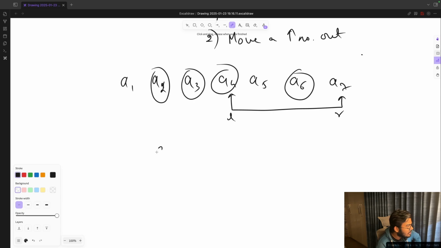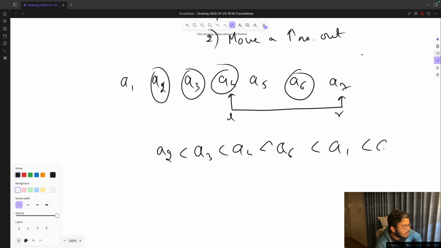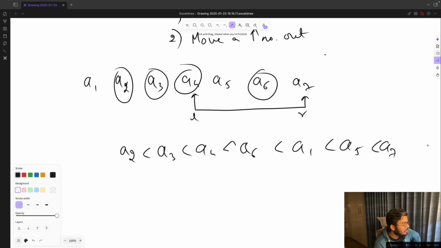So we have the sorting order. I'm taking a random sorting order, it is not something I have already thought of. So A2 is the smallest, then comes A3, then comes A4, then comes A6, then comes A1, then comes A5, and the biggest is A7, okay? So what you will realize is there will always be some way possible that I can move these 4 in.